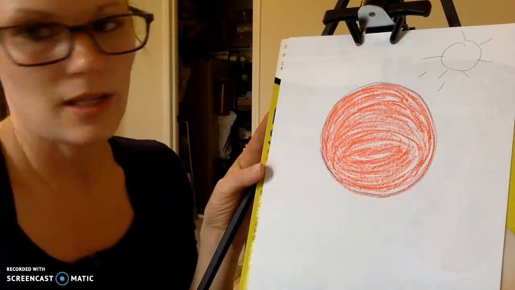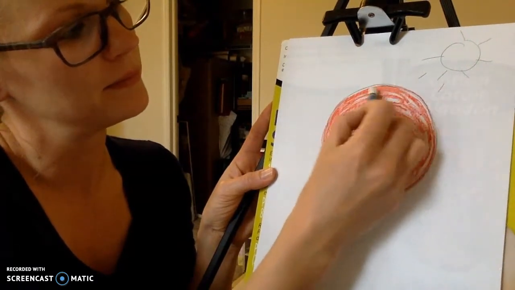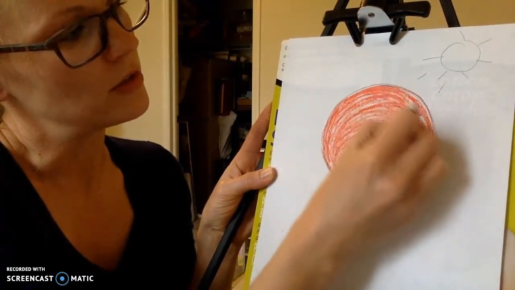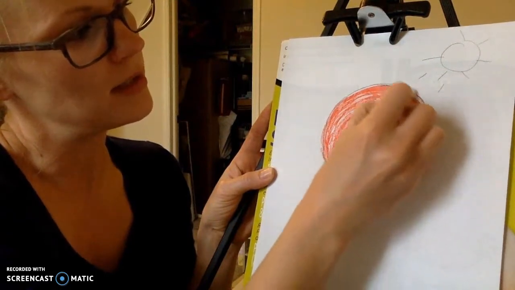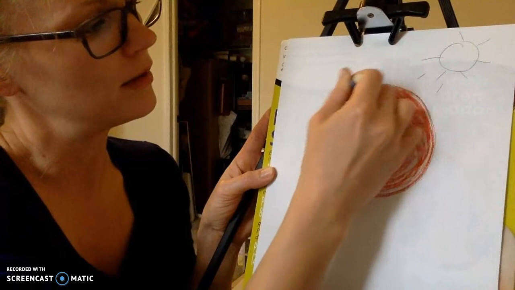So now, like we said, the light is coming from this side. So I'm going to take my white and I'm going to start to blend. And blend means to mix my white in with my red.